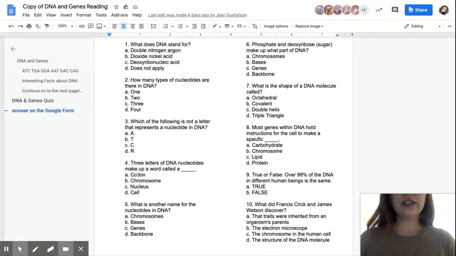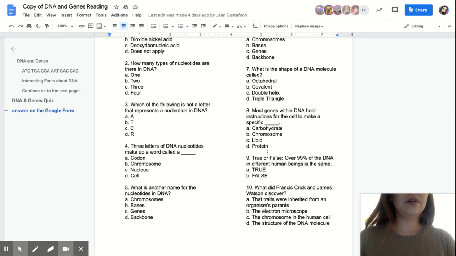4, 3 letters of DNA nucleotides make up a word called a codon, chromosomes, nucleus, or cell. 5, what is another name for the nucleotides in the DNA? Is it chromosome, bases, genes, or backbone? 6, phosphates and deoxyribose, which is sugar, make up what part of the DNA? Does it make up the chromosome, the bases, the genes, or the backbone? 7, what is the shape of a DNA molecule called? Is it octahedral, covalent, double helix, or triangle, or triple triangle?